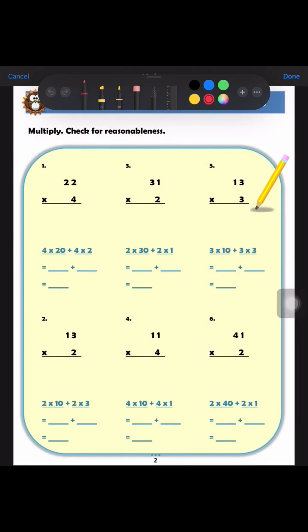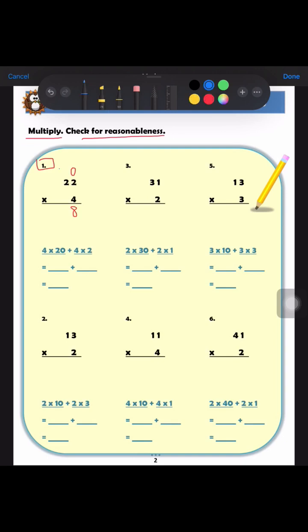Okay, please turn to page 2. Multiply, check for the reasonableness. Okay, question 1. 22 times 4. First of all, we multiply the ones. So 4 times 2 ones equals 8 ones, right? So we write 8 in the ones place.